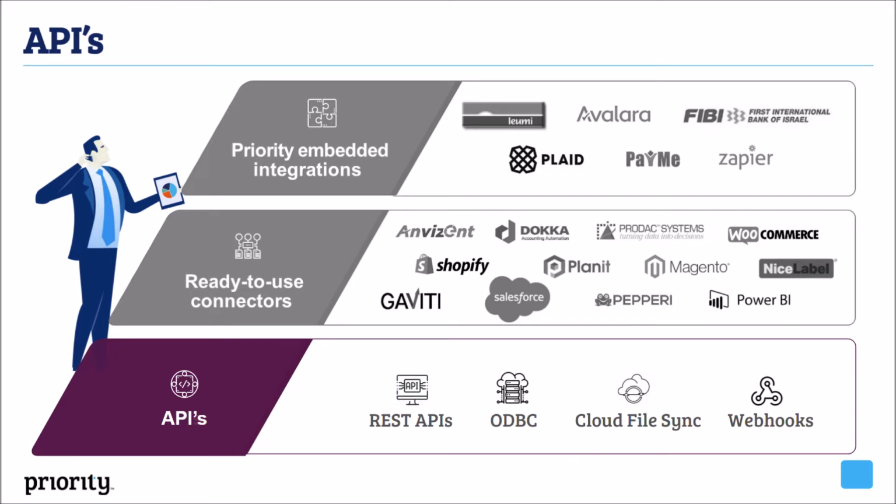Similar to the REST API, Priority offers an ODBC connector based on a dynamic semantic layer, mainly as a tool for analytics and reporting. Priority Cloud has an advanced solution for external apps that are unable to integrate using API and still need to use traditional file-based interfaces to transfer data from system to system, and we call this Cloud File Sync. Let me move on to the next slide to review our webhooks functionality.